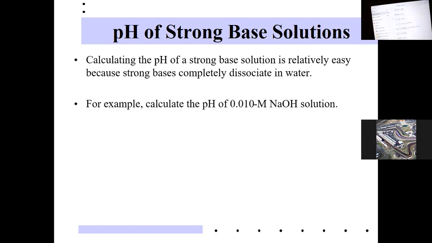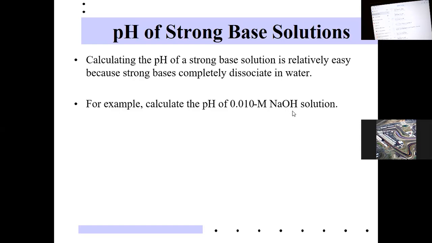Can anybody else do that in their head? The pH of 0.01 molar sodium hydroxide? Anybody? The answer is going to be 12. How do I know it's 12? There's two things that make this easy. One is it's a strong base. So if it's a strong base, it ionizes completely. So I know that there's going to be 0.01 molar hydroxide, right?